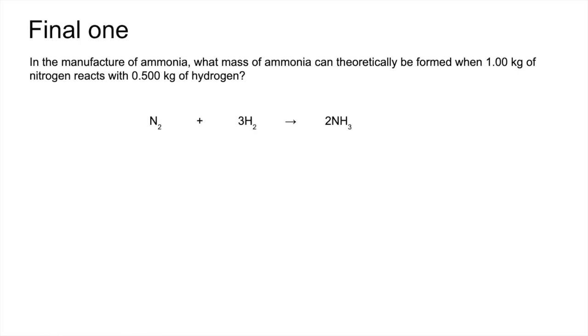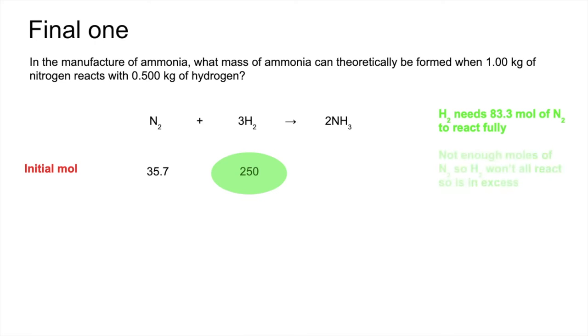Final one, so pause and then play on when you're ready. So initial moles, mass over MR, so we've got that many moles of each chemical. If we think about this one first, we're going to need 3 times this number of moles of hydrogen. Well, we've definitely got that. What about the other way? Those 250 moles of hydrogen are going to need 1/3 of that in terms of nitrogen moles to react. Well, we haven't got that. So there's not enough moles of nitrogen, so the hydrogen won't all react. It's therefore the excess reagent. So nitrogen's limiting.